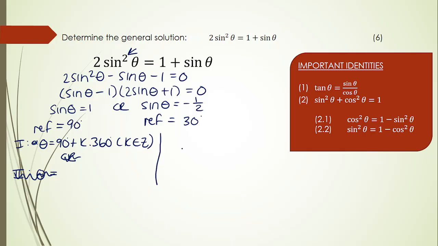On the other side, negative, so quadrants 3 and 4. So it's going to be quadrant 3, 180 plus 30 is 210.